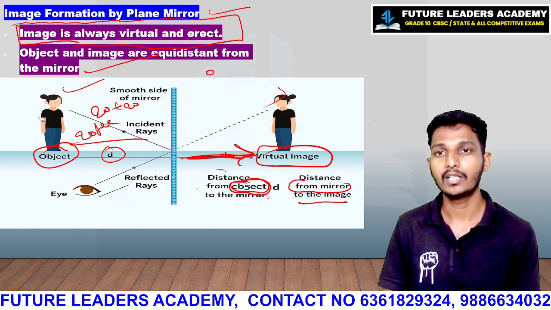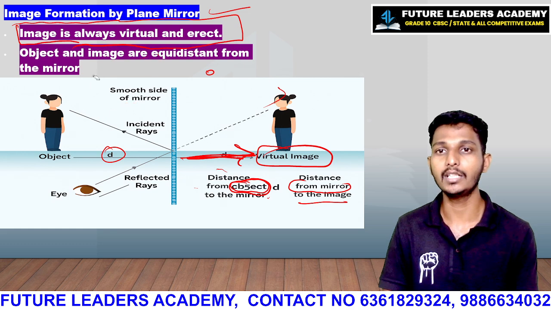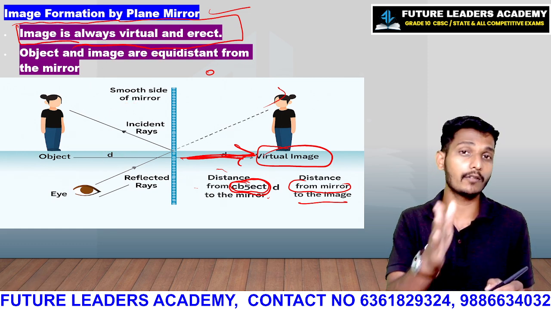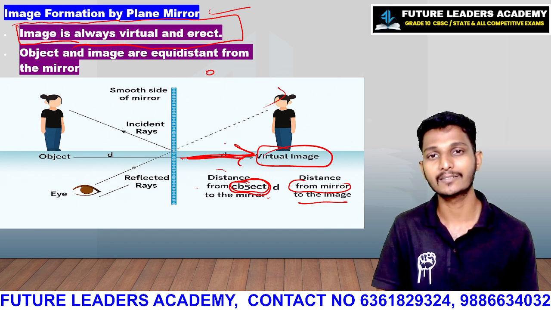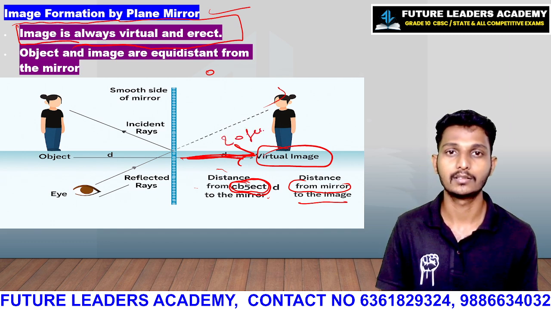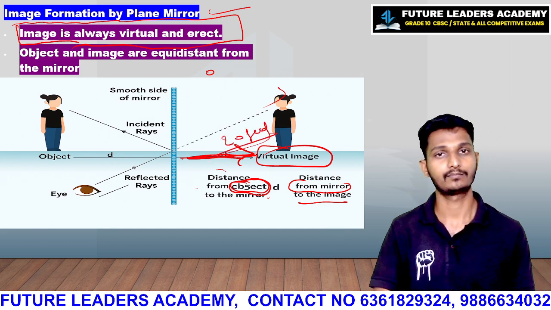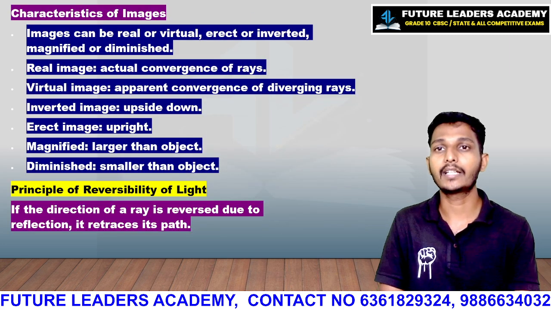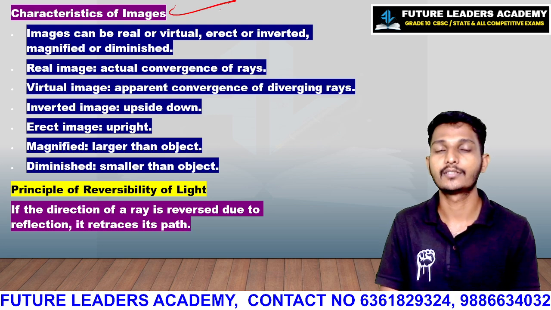If we ask, if the distance of the object is 20 feet from the mirror, what will be the distance of the image from the mirror? Then it is the same 20 feet. This is one of the properties of the plane mirror. Understand? Yes.